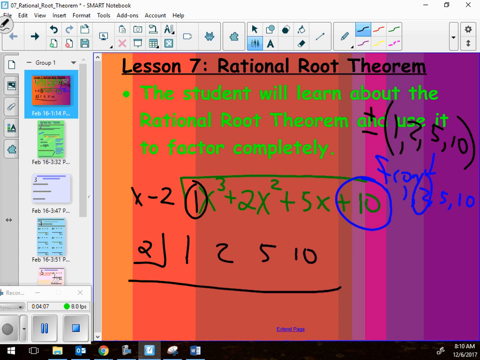Then how do I know? Well, I'm going to check. 1 times 2 is 2. 2 plus 2 is 4. 4 times 2 is 8. 8 plus 5 is 13. 13 times 2 is 26, and that ends with a 36.